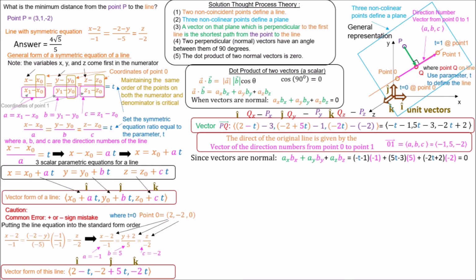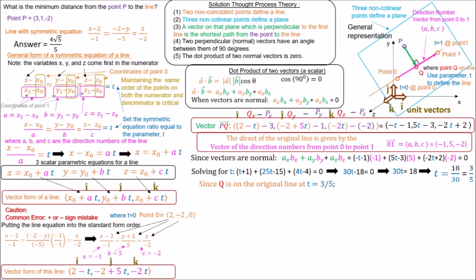Solving for t then, we can do the multiplication of minus t minus 1 times minus 1, which gives me t plus 1, and do the same thing for the product of the j hat terms and the product of the k hat terms. Set that equal to 0, and then solve for t. So we have 30t equals 18, or t equals 18 over 30. We can divide both the numerator and denominator by 6 to get t equals 3/5. So now we know Q lies on the direction vector 0, 1. It also lies on the orange original line, and it happens to be at the point where t is 3/5. So it's a little bit closer to point 1 than it is to point 0.